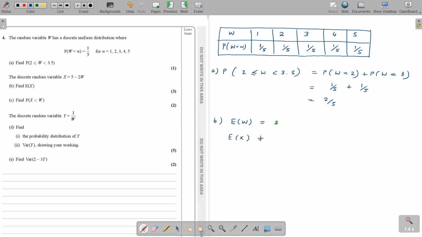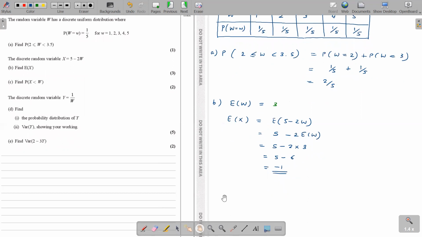Expectation of X is what? Expectation of 5 minus 2W. Let's get this. Expectation of 5 is 5, minus 2 times expectation of W. So 5 minus 2 times expectation of W, which is 3. So 5 minus 2 times 3 is... 6? What's the answer? Minus 1. The answer is minus 1.